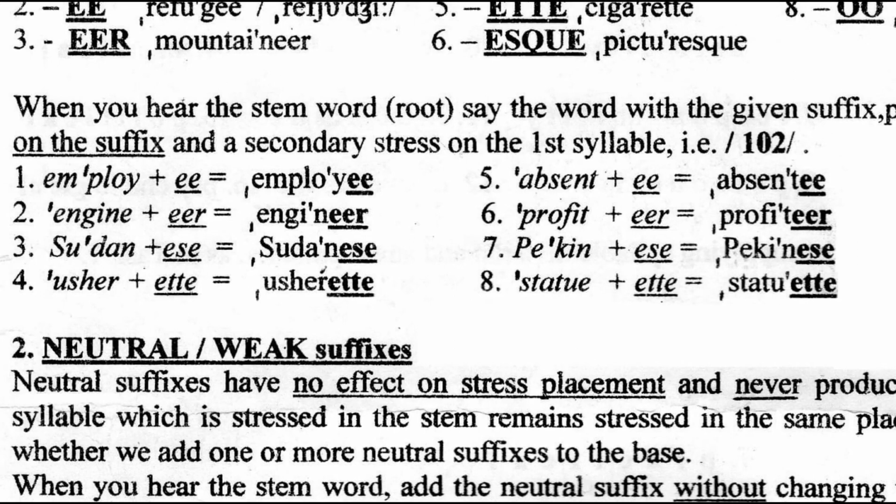5, absent plus the suffix ee, it becomes absentee. 6, profit plus the suffix eer, it becomes profiteer. 7, Pekin plus the suffix ese, it becomes Pekingese. And finally, statue plus the suffix ette, it becomes statuette.